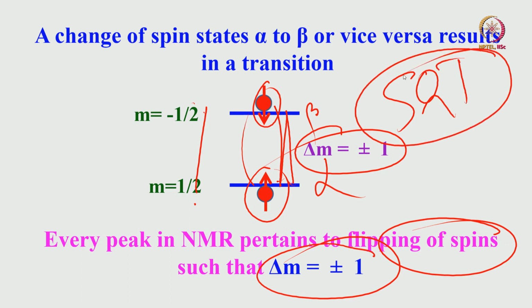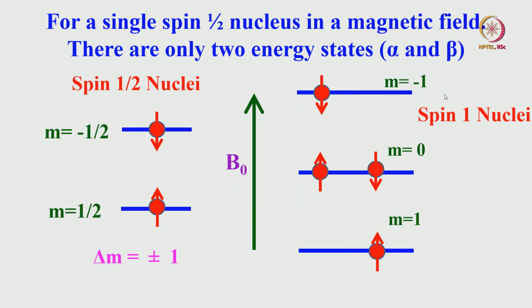Remember, in all the NMR spectra you routinely take, each peak is coming because of flipping of the spin where the magnetic quantum number is changing by either plus or minus 1. They are called single quantum. There is one quantum change of energy. That is why it is called single quantum transitions.